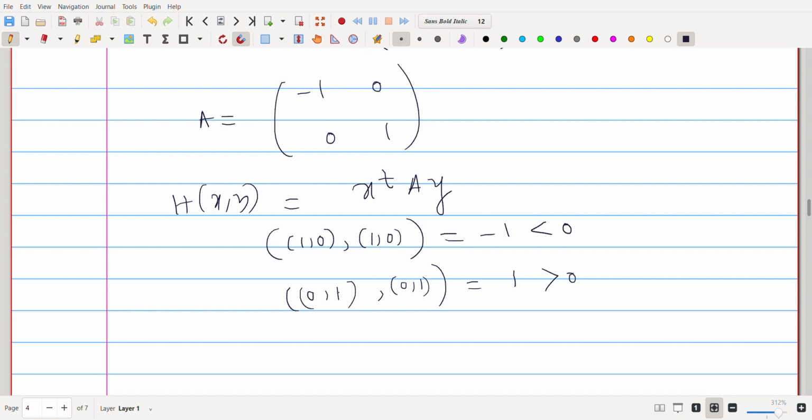A has rank 1, that is also false, because here A has rank 2. And rank of A is 0, that is also false. Now only the fourth option is left, so the fourth one is correct.